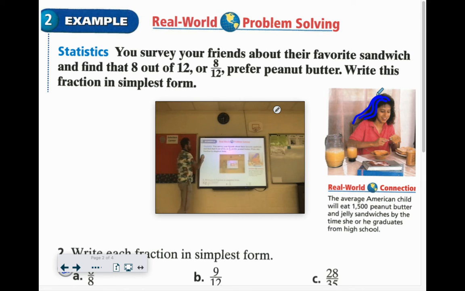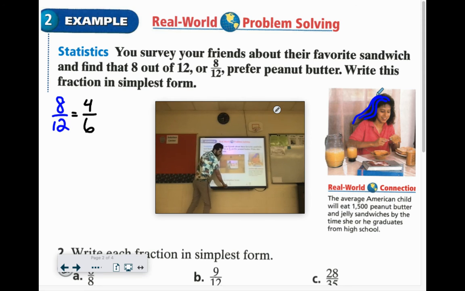8 over 12 in simplest form. You're trying to break it down with common factors. So you might be able to find the greatest common factor right away, and that'll save you steps. But let's pretend like you couldn't on this one. 8 and 12, every even number is divisible by 2. So we could divide both of these by 2. 8 divided by 2 is 4. 12 divided by 2 is 6.